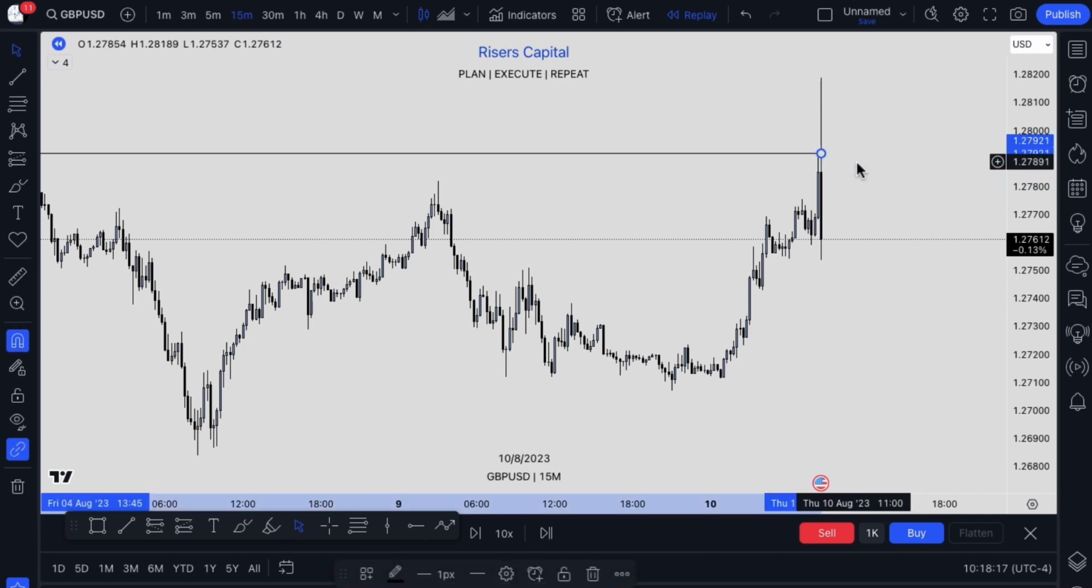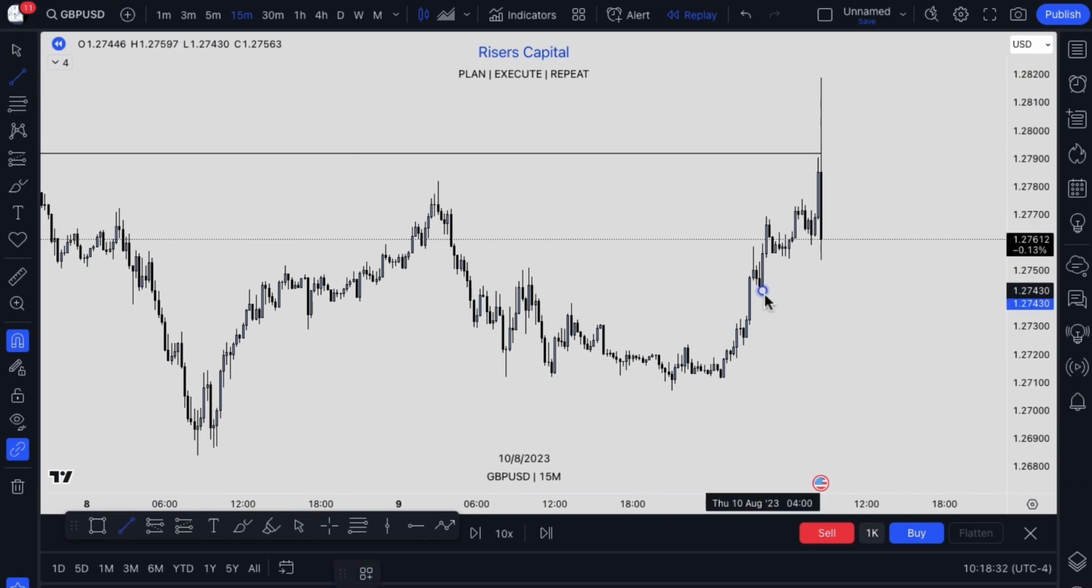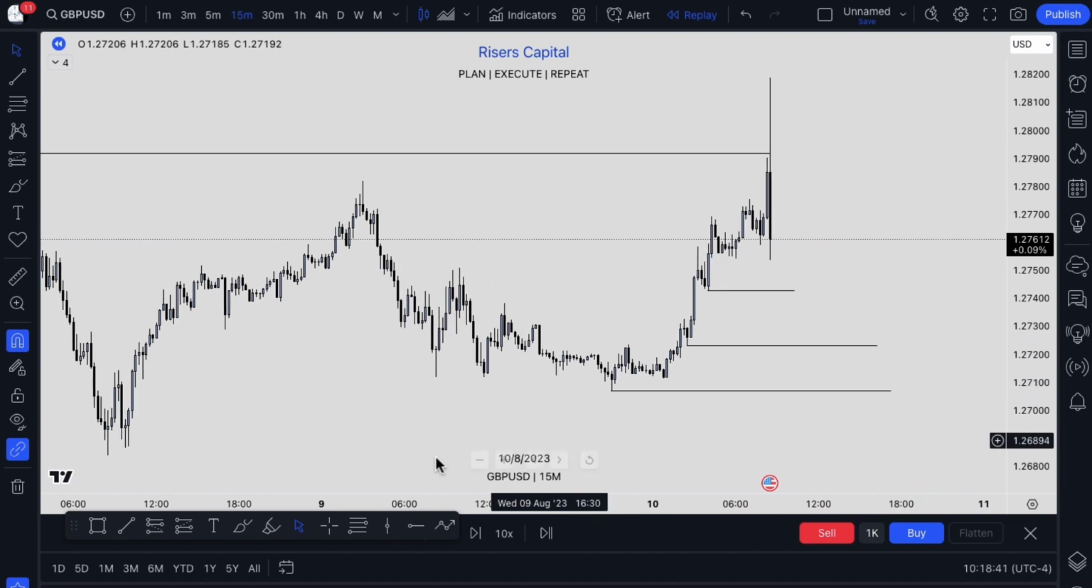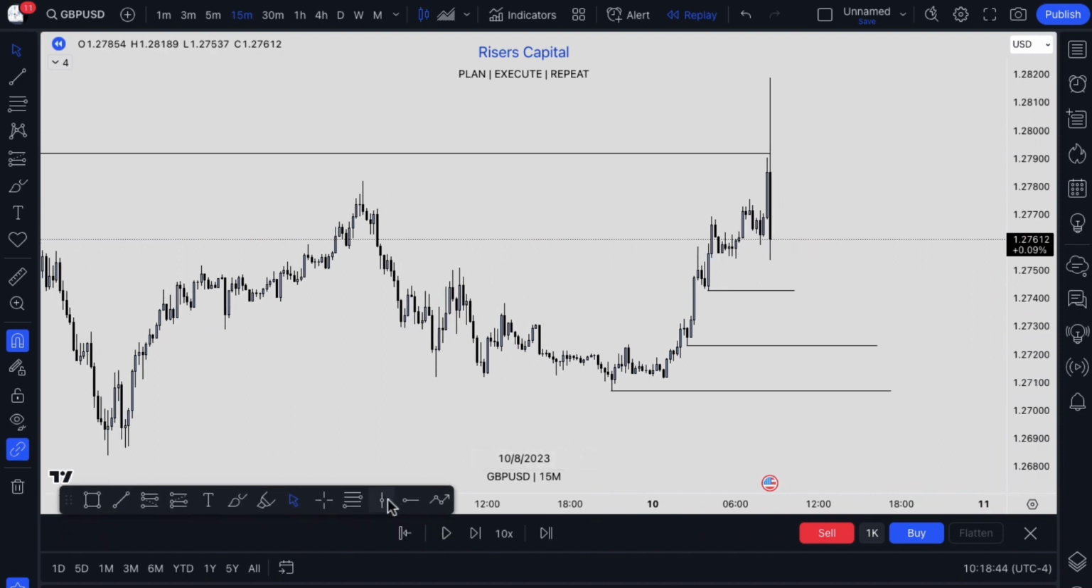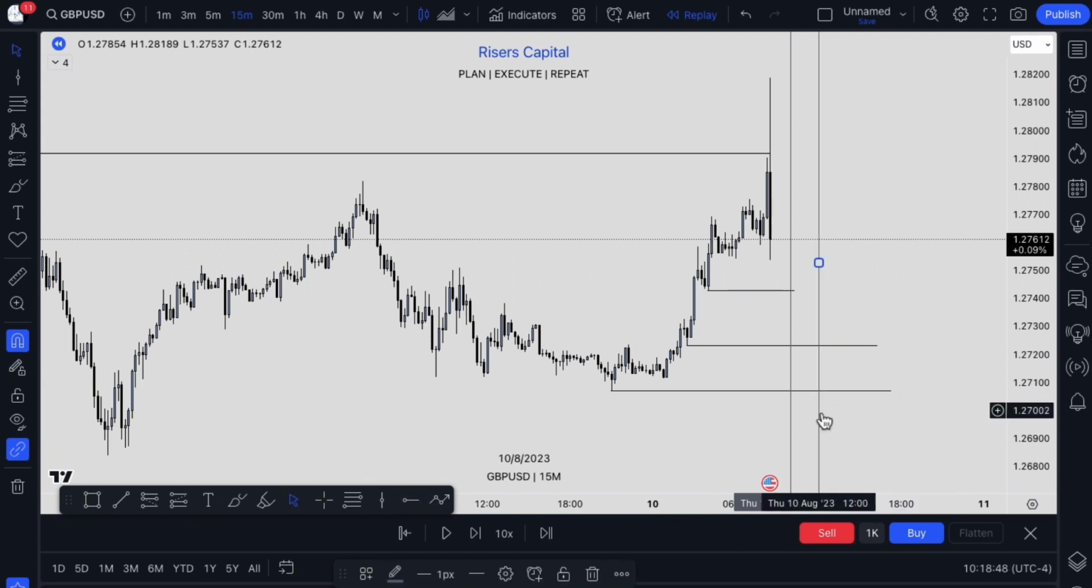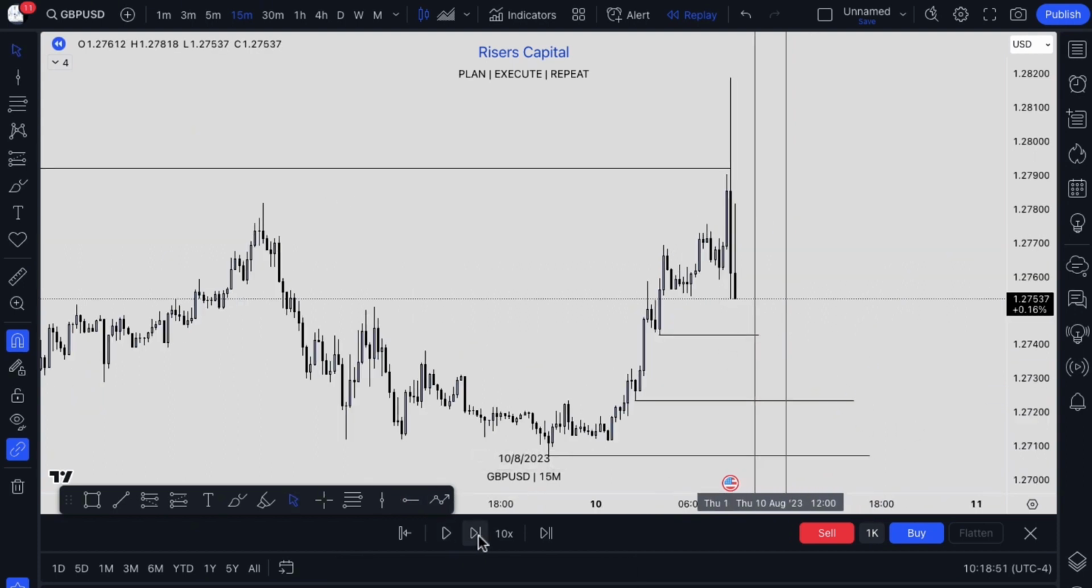Now what do you look for when the time of 10 to 12 p.m. comes in? Well, you want to look for some sort of PD array, so a fair value gap, order block, or a breaker block to enter in, and then target these opposing ends of liquidity over here, and of course two down here. So we've had this liquidity sweep. Let's just play it out until it's 10 to 12.